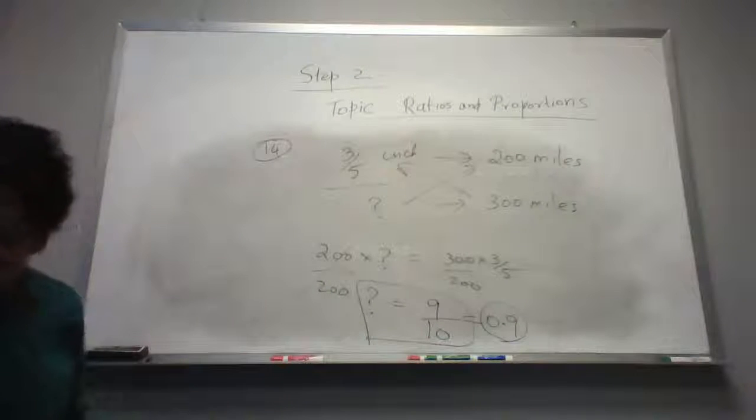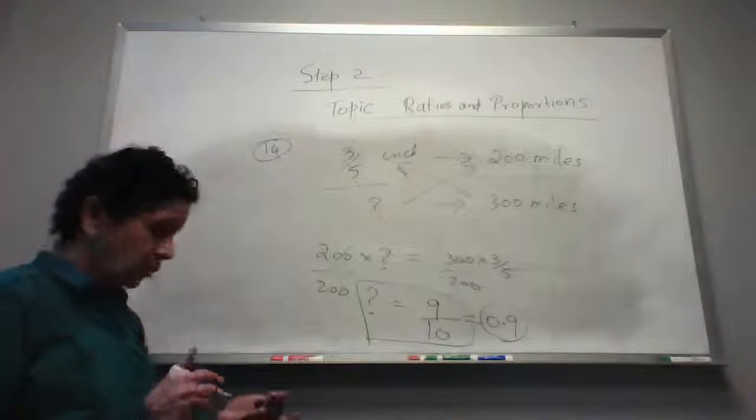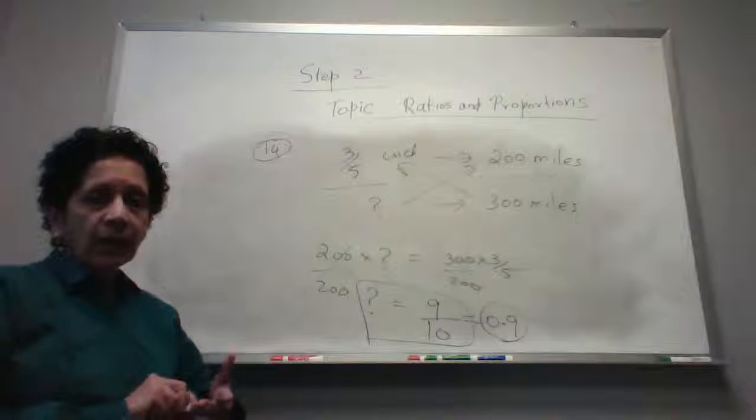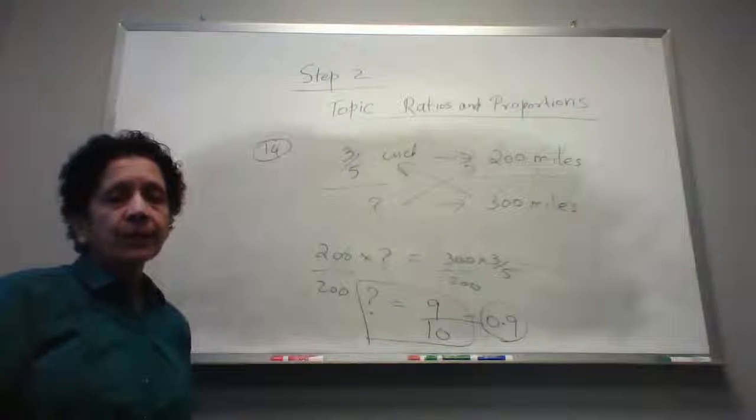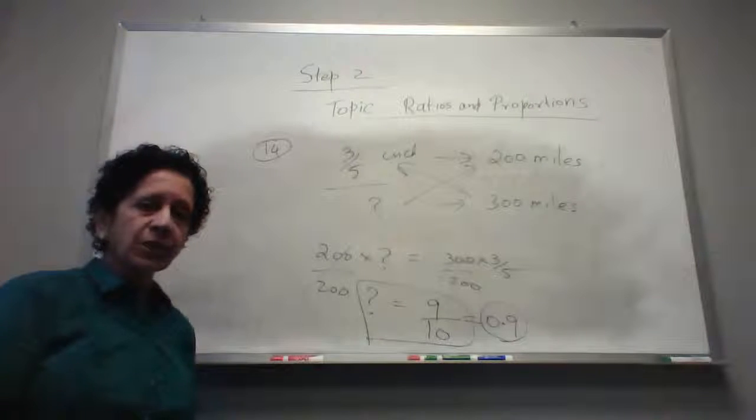So with this, we have pretty much covered ratio and proportions, and in the next topic, we will cover data, probability and statistics, okay?